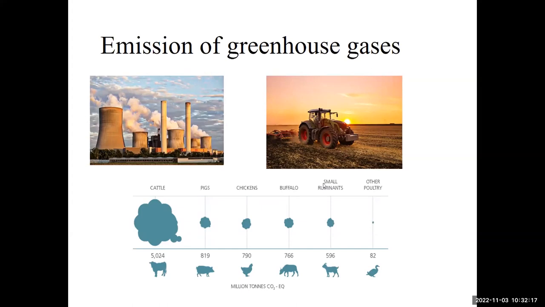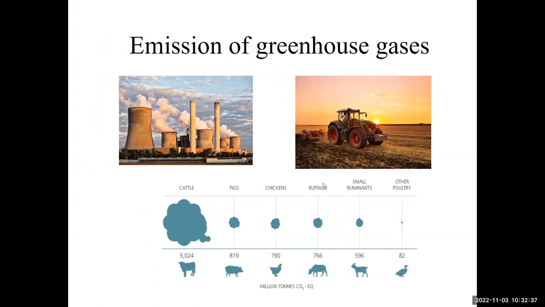When we come to animal agriculture, you find cattle actually emit a lot of carbon dioxide. In terms of millions of tons, cattle emit 5,024 million tons of carbon dioxide every year, followed by pigs, right down to small ruminants, and even our poultry emit these greenhouse gases, which then contribute to climate change. So there we have a cycle.